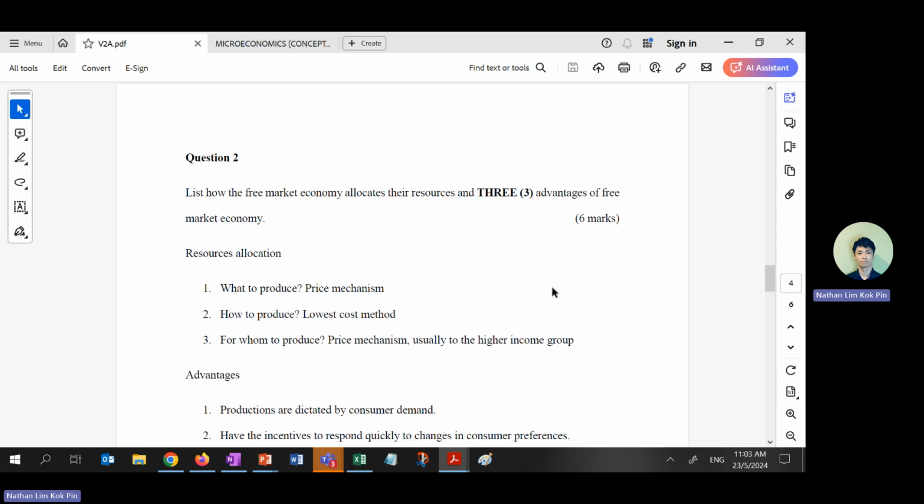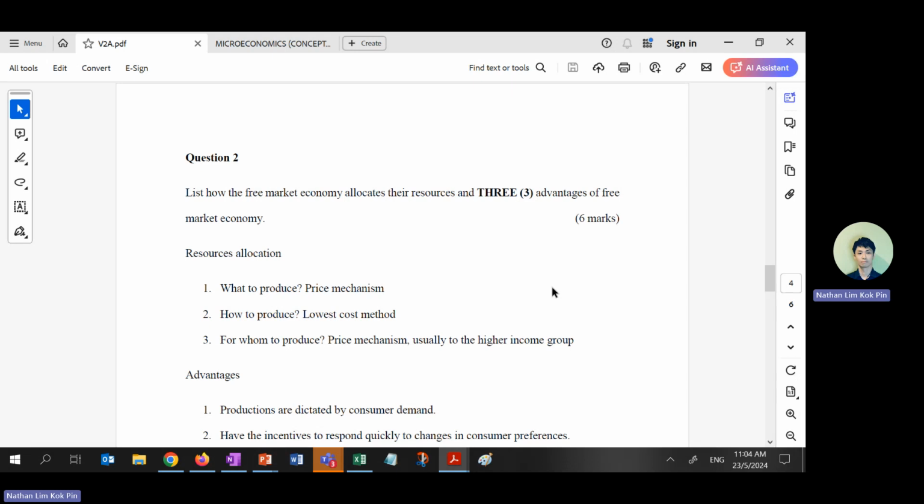So what to produce? Price mechanism will determine. The higher the price, the more demand, so they will produce that product. How to produce? They always use the lowest cost. Entrepreneurs care about the cost; they want to minimize cost. They don't necessarily use the efficient technique. If the cost is low and it's efficient, that's good. If the cost is low but not efficient, they will still use the lowest cost, because they care about profit more than whether it is efficient or not. Makes sense.